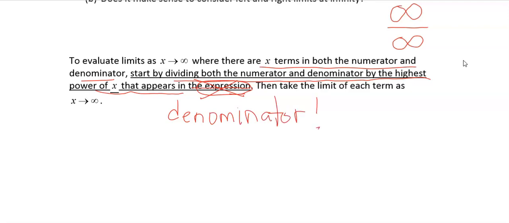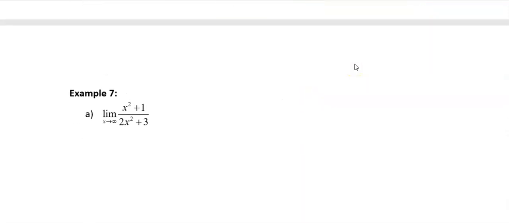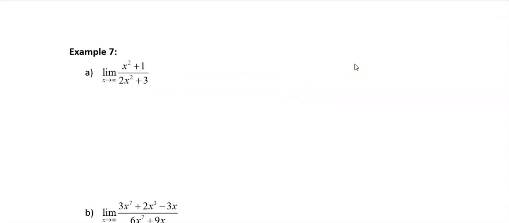Change that to denominator. Not necessarily the biggest power of x in the expression. Look for the biggest power in the bottom, in the denominator. All right? There's a reason for that. Here's example 7. Let's try this one. Now, what's going to happen is, if I just try direct substitution, if I just plug it in, which is what you should always consider doing first, you're going to end up with infinity squared.